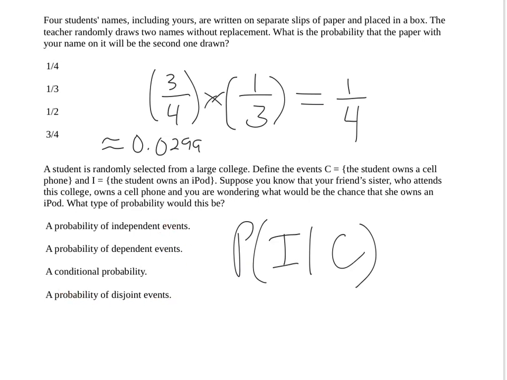Probability of disjoint events, definitely not true, because it's not impossible for a student to own a cell phone and an iPod. That's what a disjoint event would be in that case. So it's definitely not that. So it's a conditional probability. And the best way to remember that is, do you have prior information? Do you have information going in before you look at probability? In this case, you know that your friend's sister owns a cell phone. And since you know this, you want to know the probability that she has an iPod as well. That's a conditional probability. Okay? There's a condition. Let's move it on.